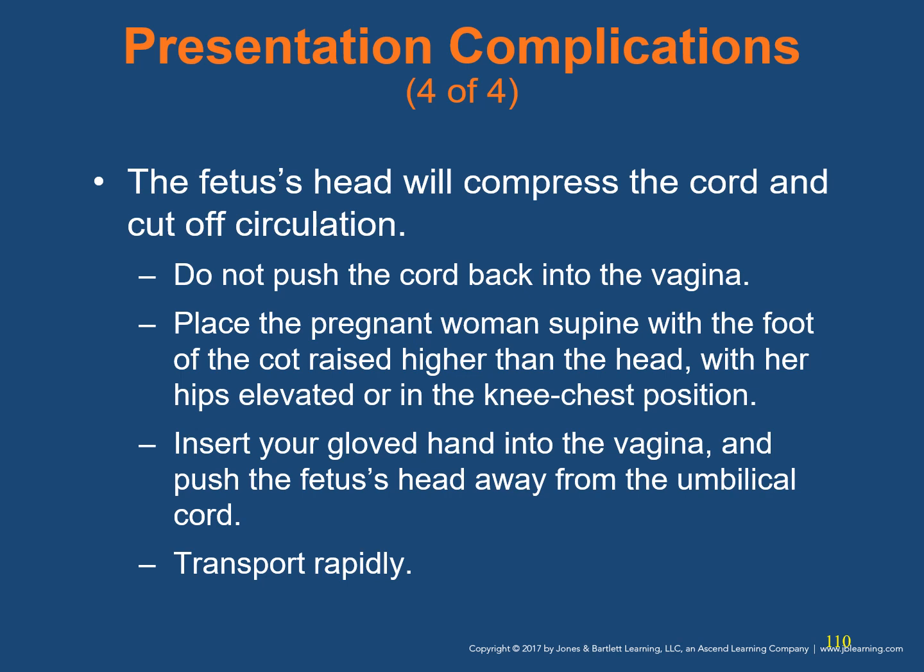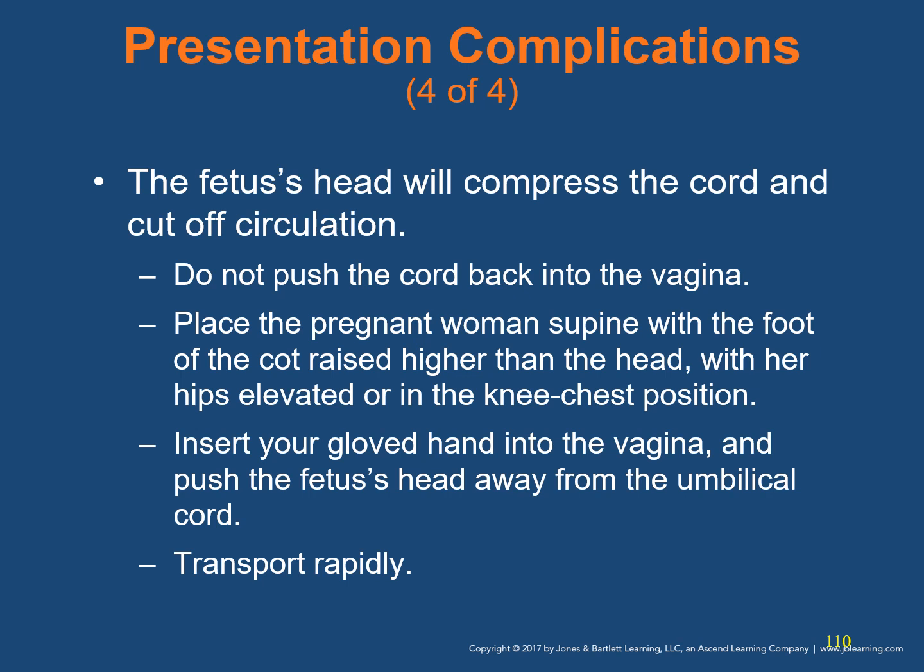Place the pregnant woman supine with the foot of the cot raised 6 to 12 inches higher than the head, with her hips elevated on a pillow or folded sheet. Alternately, the woman may be placed in the knee-chest position, kneeling and bent forward face down. Either of these positions will help keep the weight of the fetus off the prolapsed cord.